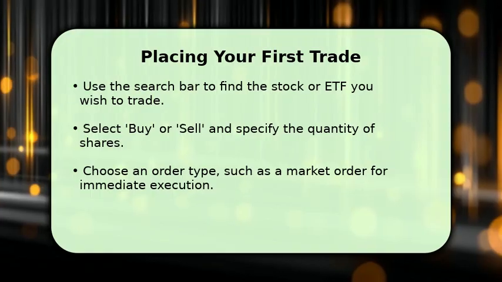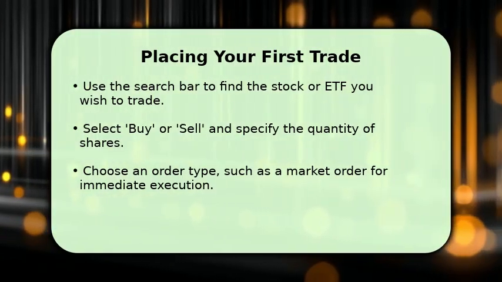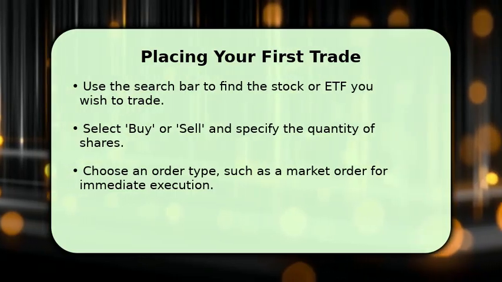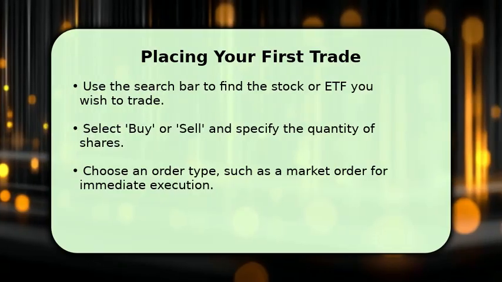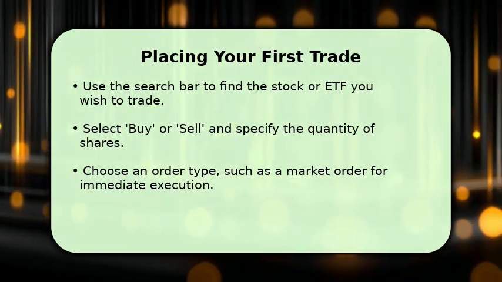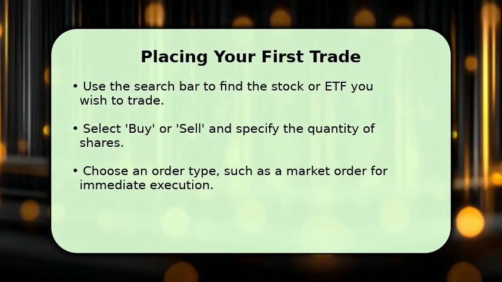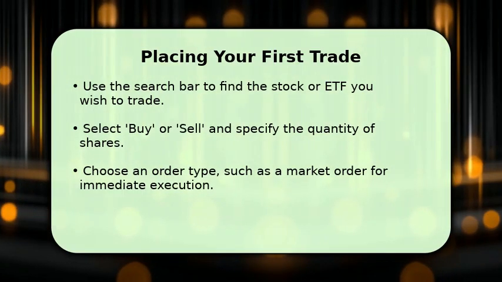Begin by using the search bar to locate the specific stock or exchange-traded fund you want to buy or sell. Once you've found it, select your action and the number of shares. You'll then choose an order type. A market order executes immediately at the best available price, while a limit order lets you set a precise price. Always double-check all the details on the trade ticket before submitting your order.